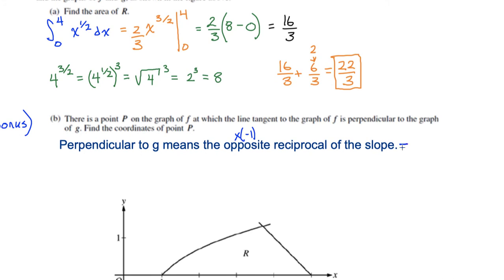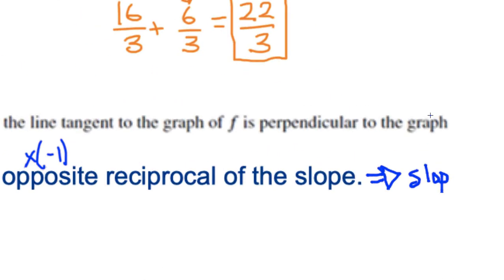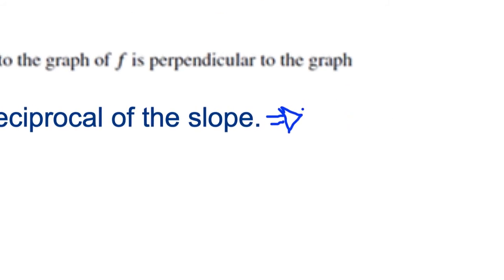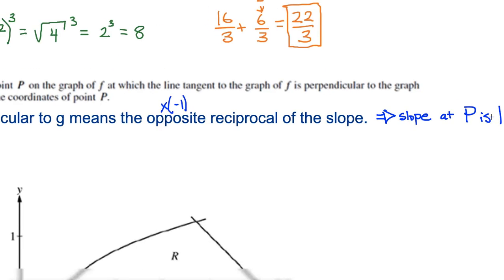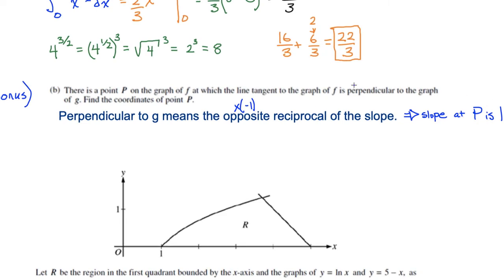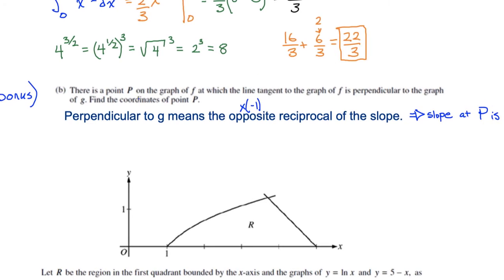How do I say this? We'll say that this implies slope. I know I need to write neater and nicer. So this is implying that the slope at P is 1. Okay, so far so good. That means that if I take the derivative at P, I'll get that equal to 1.